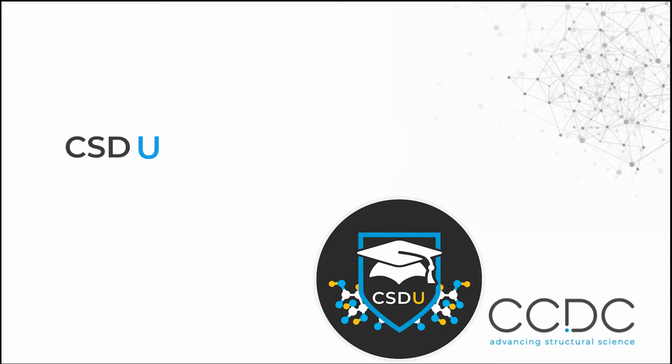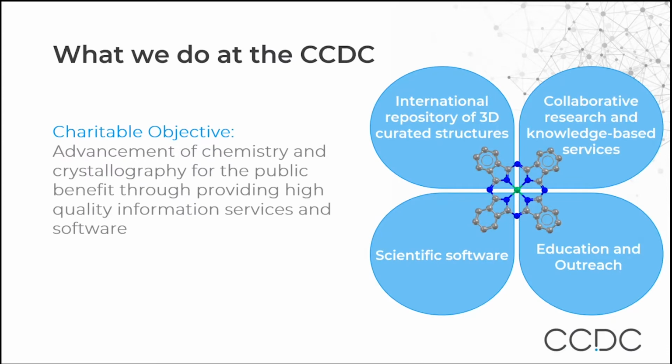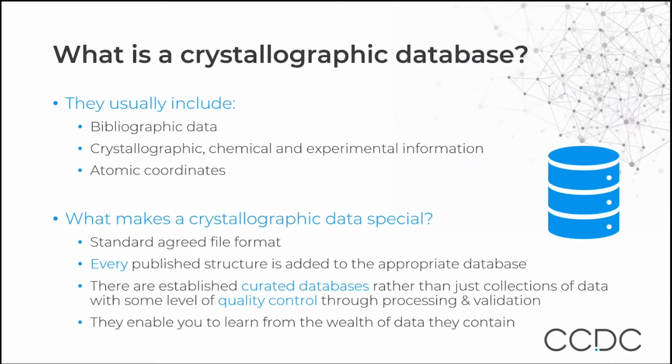CSDU is provided by the Cambridge Crystallographic Data Centre, or CCDC for short. The CCDC is a non-profit organisation set up to advance chemistry and crystallography for the public benefit. One of the primary ways we do that is to curate and distribute the Cambridge Structural Database, or CSD for short. Alongside the database, we provide scientific software to enable you to discover more from the data. We conduct cutting-edge collaborative research to help advance structural science, and we do education and outreach activities to help inspire and train the next generation of researchers.